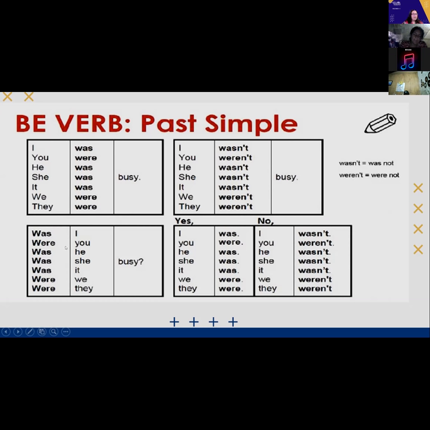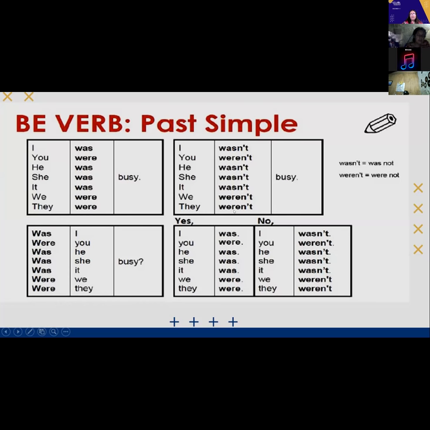Ya si yo quiero formular una question, pues lo antepongo al sujeto y digo, was I busy? Were you busy? Aquí lo que va a determinar también un poco es la entonación. Yes? Y en las respuestas cortas, como en todos los tiempos en inglés, se responde con el mismo auxiliary. Que en este caso es el mismo verb be, porque él no necesita un auxiliar. Eso es lo que lo hace muy peculiar. Yes, I was. Yes, you were. Yes, he was. Yes, she was. Yes, it was. Or, no, I wasn't. No, you weren't. No, he wasn't.